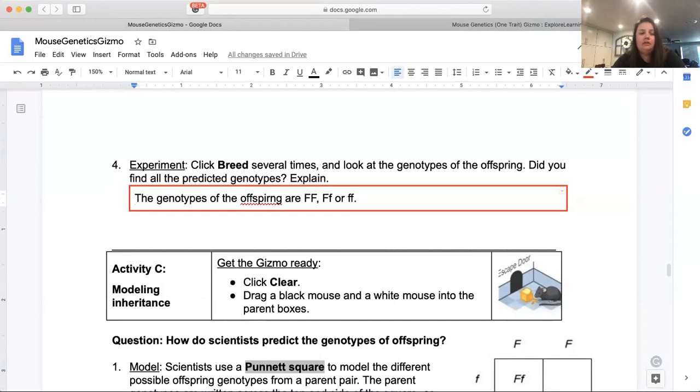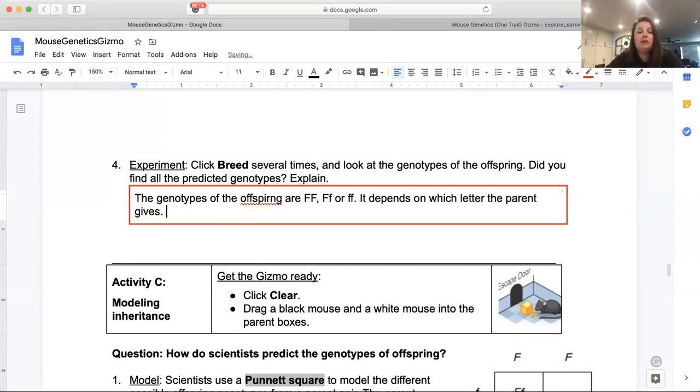How do we know this, or why does this happen? It really depends on which letter the parent gives. And this is what we're going to look at in activity C, is how we can actually predict those. So watch the next video for activity C if you need help with that one.